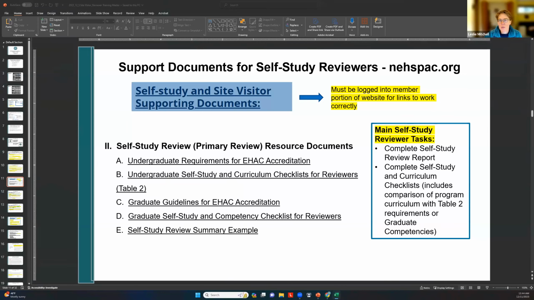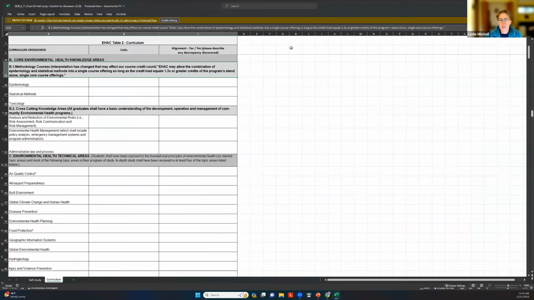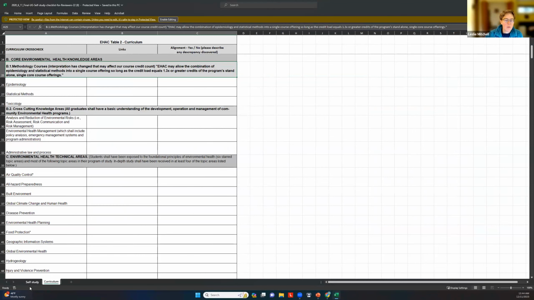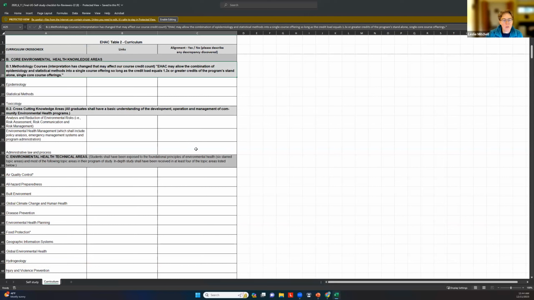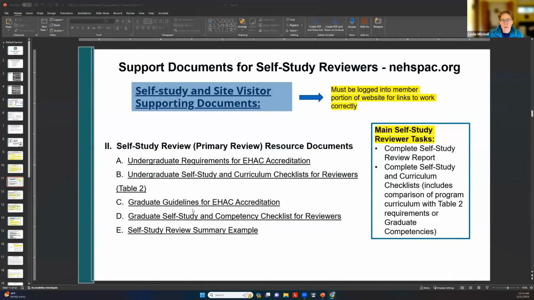So again, I wanted to show you, for both the self-study and the self-study reviewers, this is the worksheet, and there's a self-study checklist, and there'll be a site visit checklist. I'm sorry, this is the self-study checklist, and then there's a curriculum checklist as well. And both of these need to be filled out when you turn in your report. And then same thing for the graduate guidelines for EHAC accreditation. That also has 2 tabs.